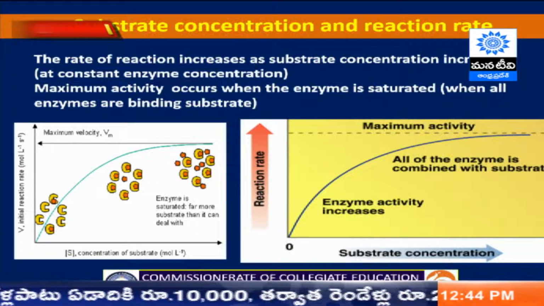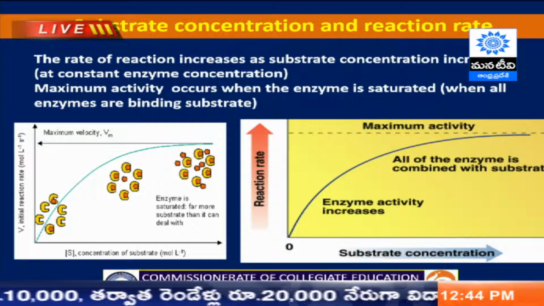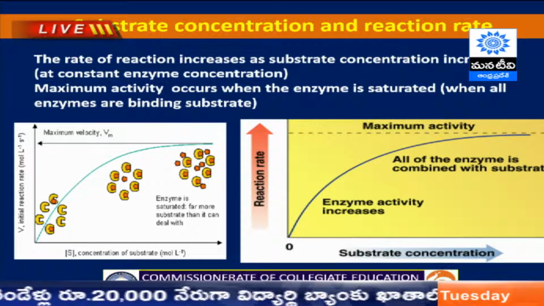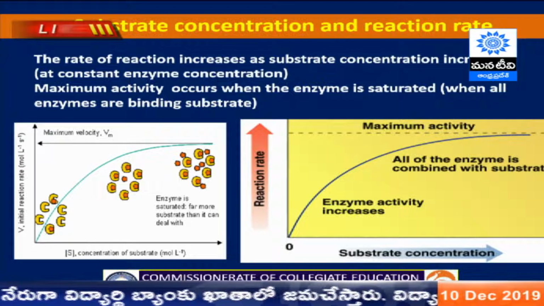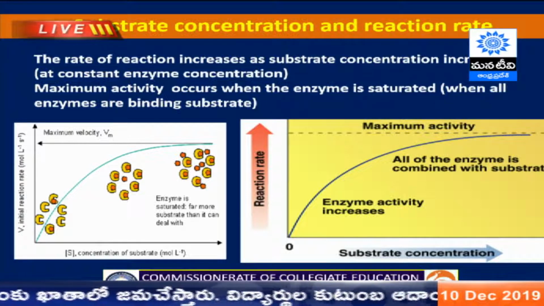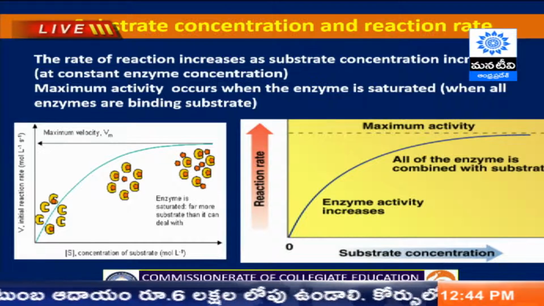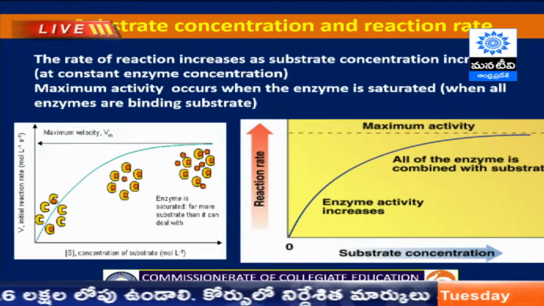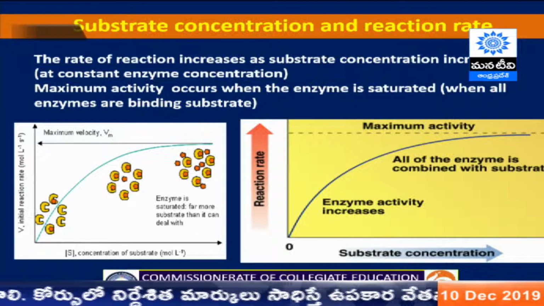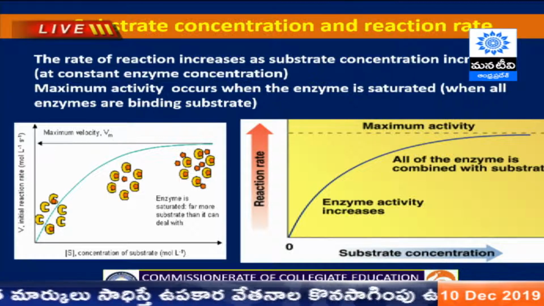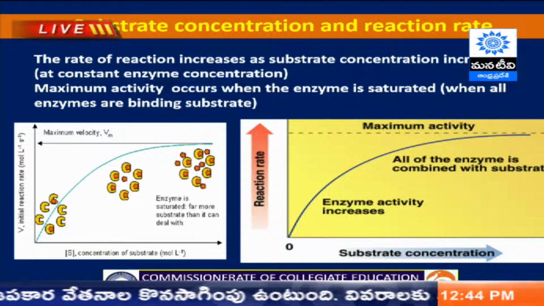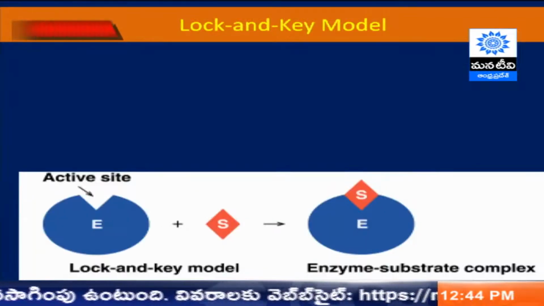Then the substrate concentration becomes the limiting factor. Then the substrate must be added extraneously to the reaction. So, by increasing the substrate concentration to reach the maximum velocity, for perfect enzymatic efficiency, the substrate must be continuously added in the biochemical reaction.